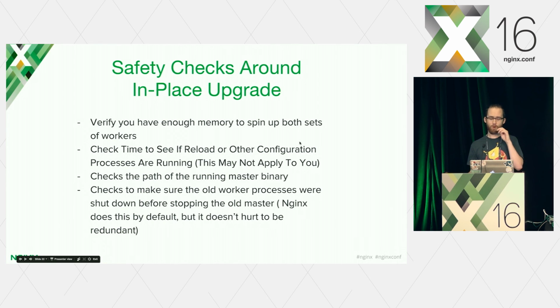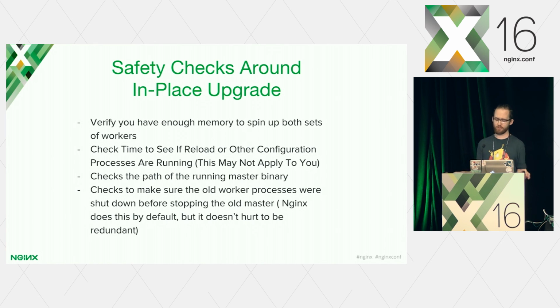So we do this quite a bit, and some of the things that we started to find were some interesting edge cases or ways that this in-place upgrade would actually fail for us. And just talking through some of the safety checks that we put into the specific automation that we wrote around this to go and look for. So one of the things that we had happen on a few occasions was that the second set of workers that were spun up, there was not actually enough memory for them to consume, so a lot of them would die.